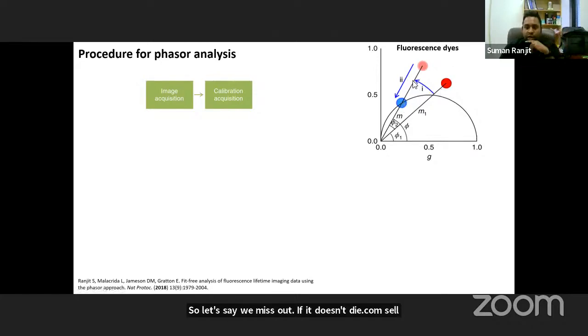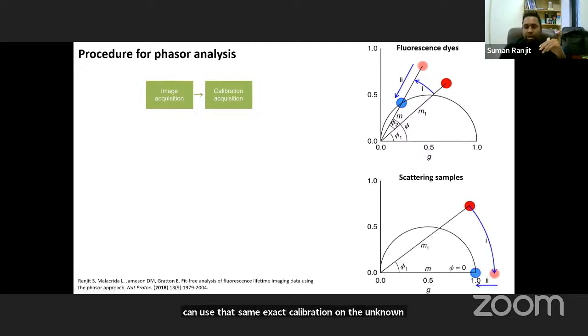So first we do a correction for the modulation, and then we correct for the phase angle, and we force it to be in this point. Now you can use that same exact calibration on the unknown samples, and that gives you the calibrated phasor plots. You can also use a scattering sample because they have basically a lifetime of 0, so you force it down the other way, bring it back, and that would give you the calibration procedure. So that gives us the calibration.